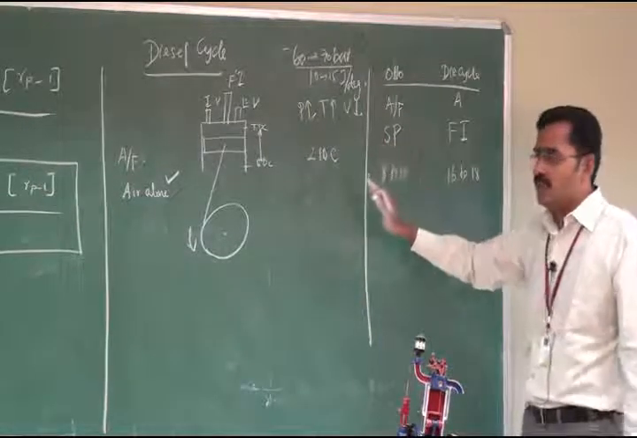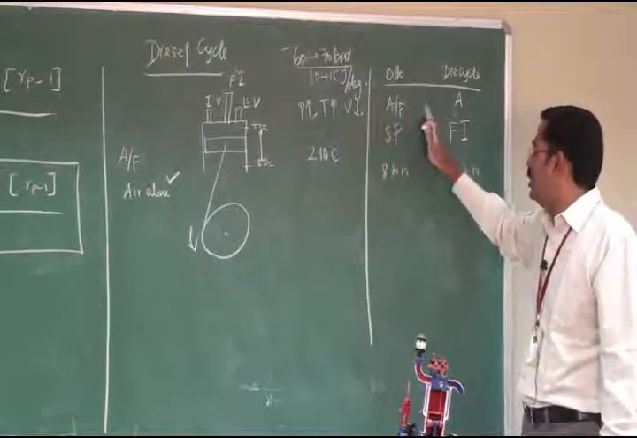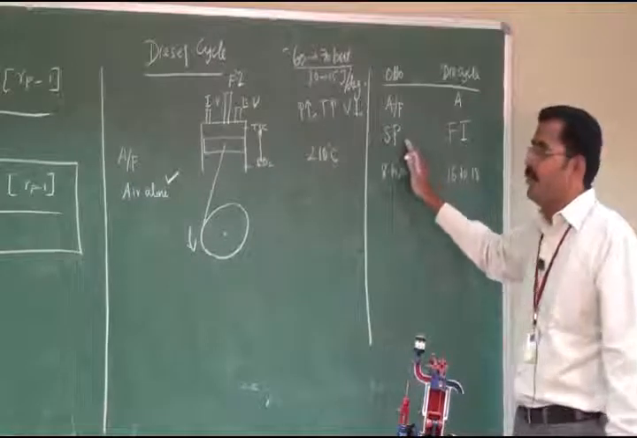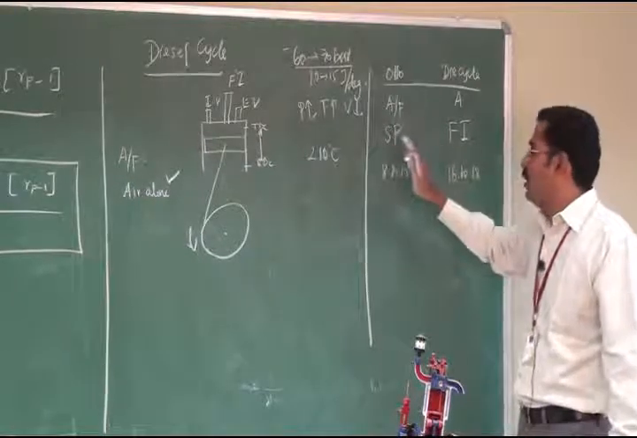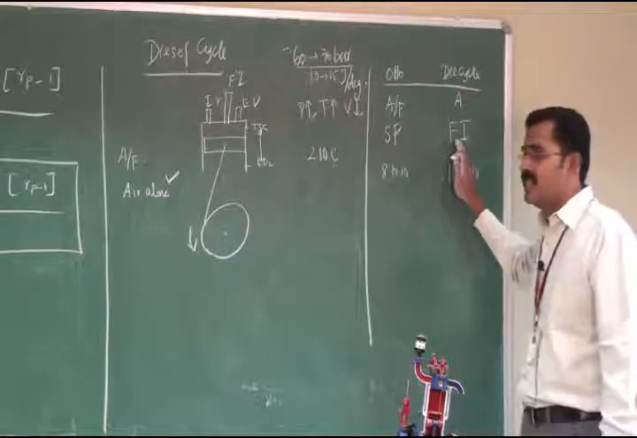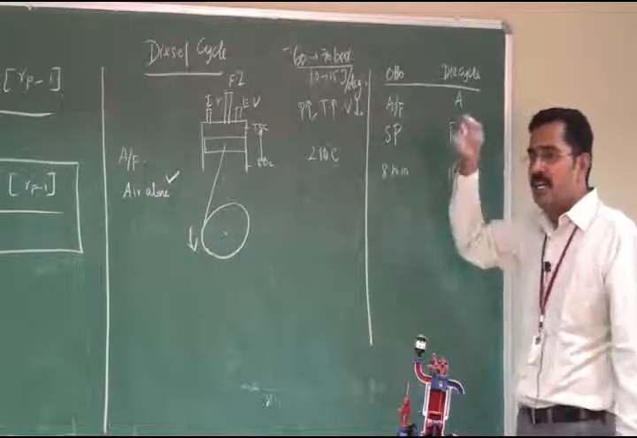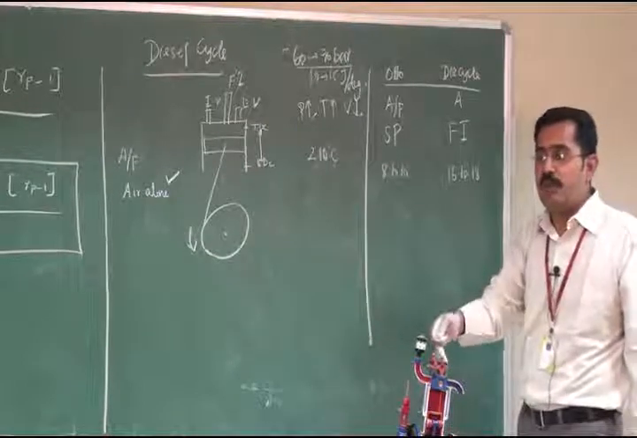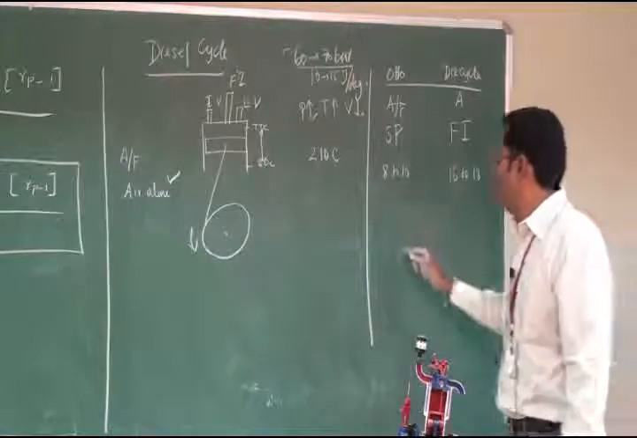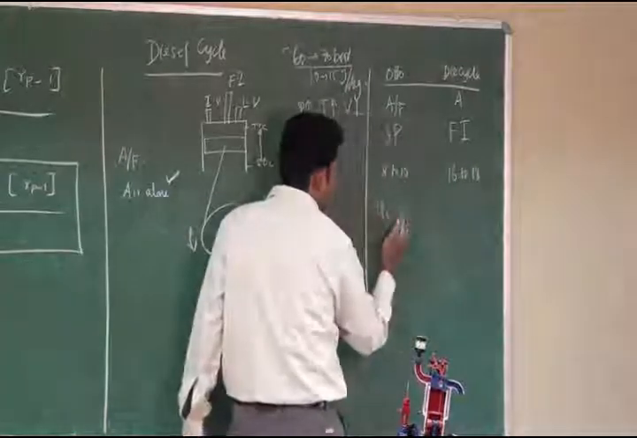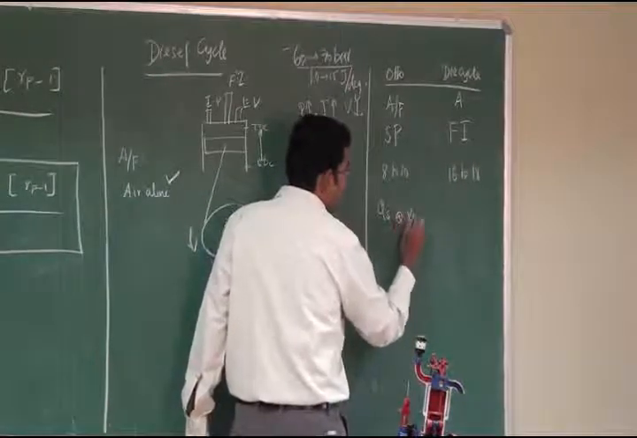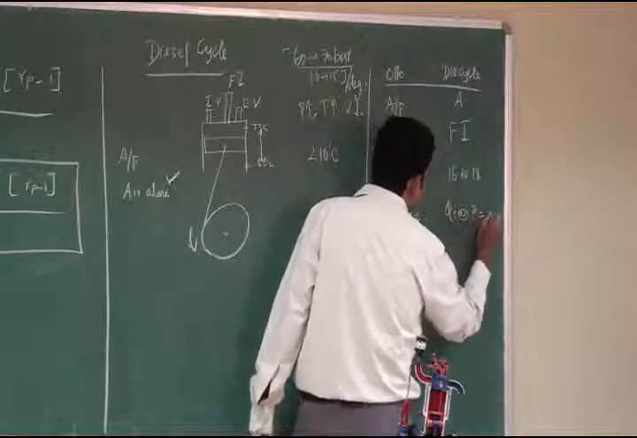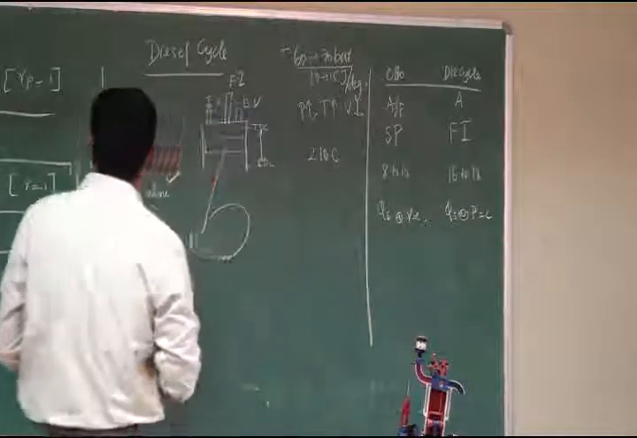In Otto cycle, in the suction stroke, air fuel mixture is introduced into the cylinder. In diesel cycle, air alone is introduced into the cylinder. The combustion process is initiated by spark plug in the Otto cycle, but in diesel cycle the combustion process is initiated by fuel injector by supplying high pressure and constant pressure diesel fuel on the compressed air. Here, seeing the PV diagram, heat addition takes place at constant volume. Here heat supplied takes place at constant pressure.